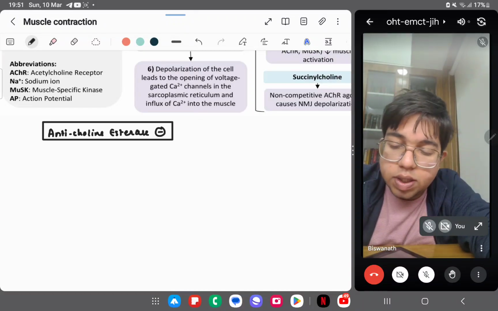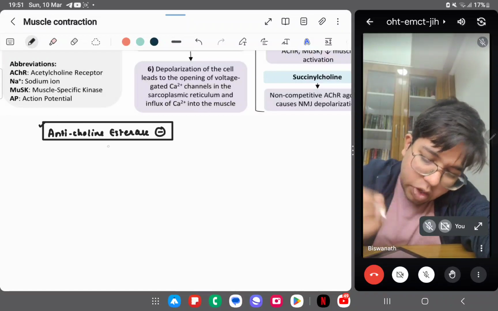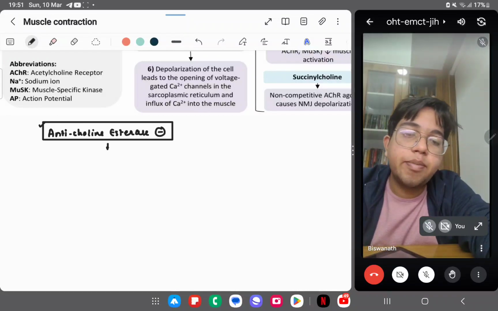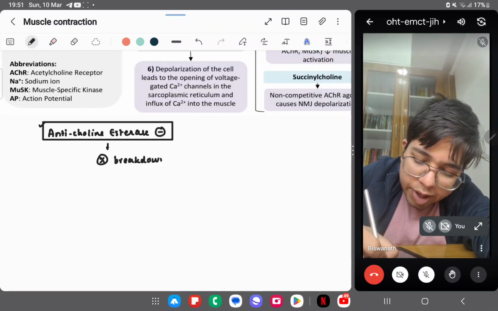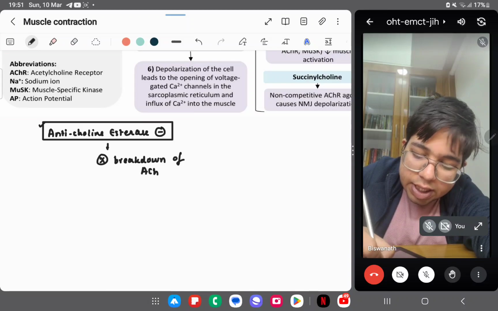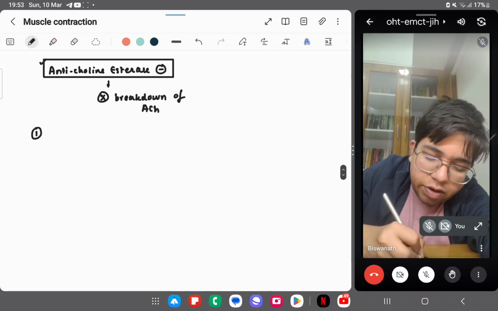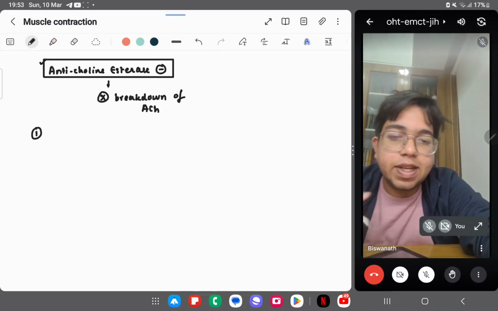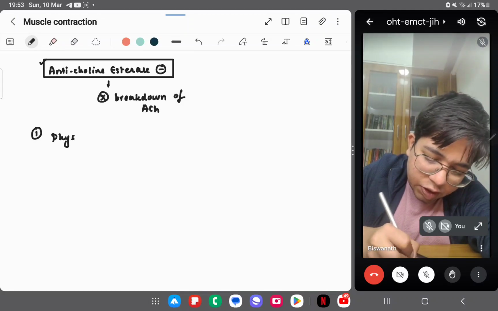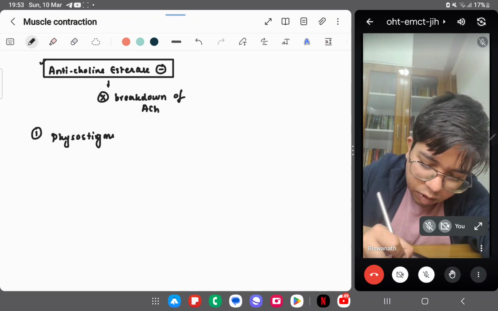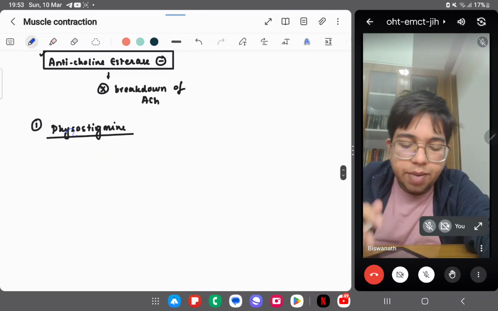If you want to know, just stay for 5 minutes or so, and I will. Okay, so these are the drugs which are preventing the breakdown of ACh. So among anticholinesterase inhibitors, we have important examples. I'm giving you an overview of pharmacology as well. Physostigmine is an important drug. It's an important anticholinesterase inhibitor.